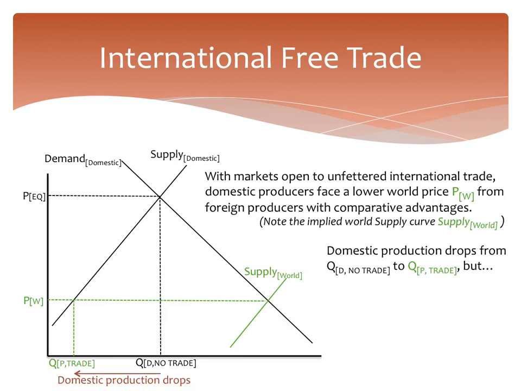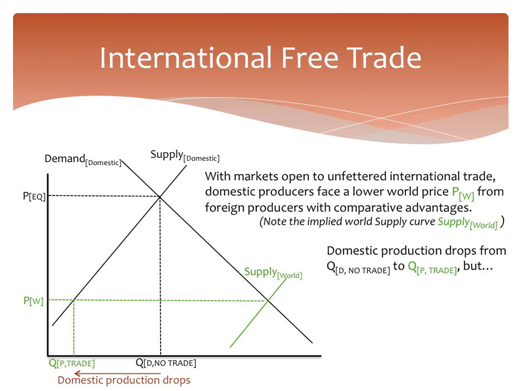It looks to me like, as we discussed before, domestic production is going to drop from this point, QD no trade, in other words, the previous equilibrium point, down to the QP no trade. That's the amount produced when trade is introduced. Essentially, the effect is the decreased price has caused the domestic production point to slide down the curve to the point where it meets or intersects that world price.